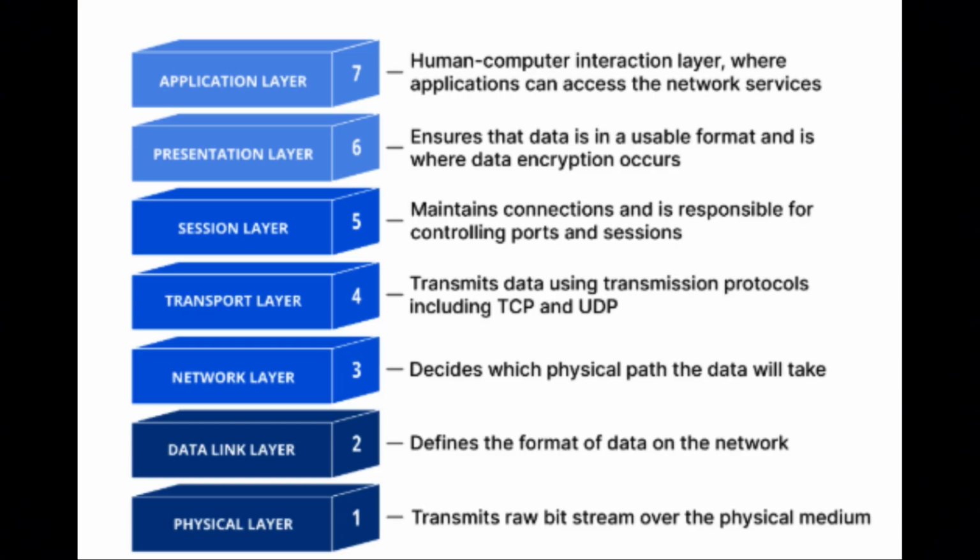Presentation layer. The menu translator. The app converts your choice into a format the restaurant system understands. It also encrypts your payment info. Session layer. Keeping the connection. The app maintains a session between your phone and the restaurant system while you order and track. The layer makes sure the communication stays open and organized.